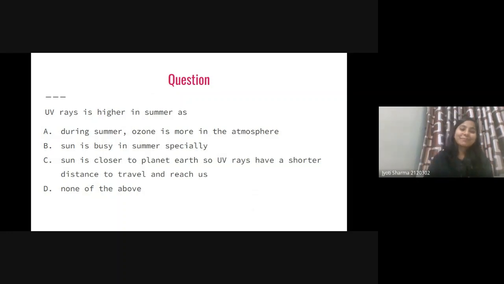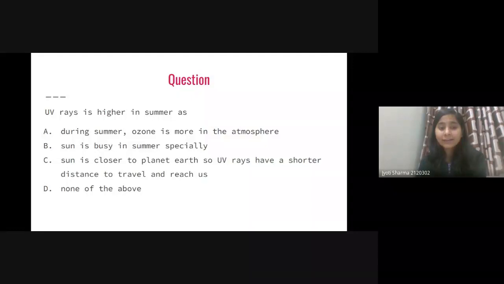Okay, but she's female. Anyway, UV rays are higher in summer. Why? During summer, ozone is more in the atmosphere. The Sun is busy in summer, especially. The Sun is closer to planet Earth, so rays have a shorter distance to travel to reach us, and none of the above.